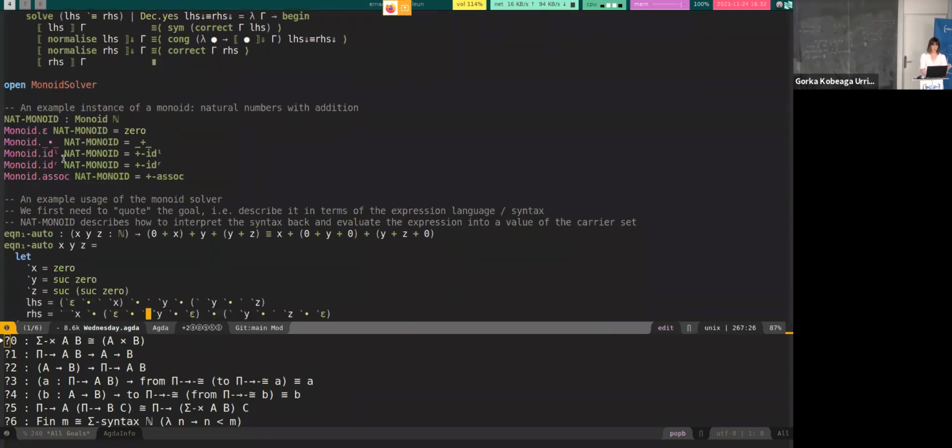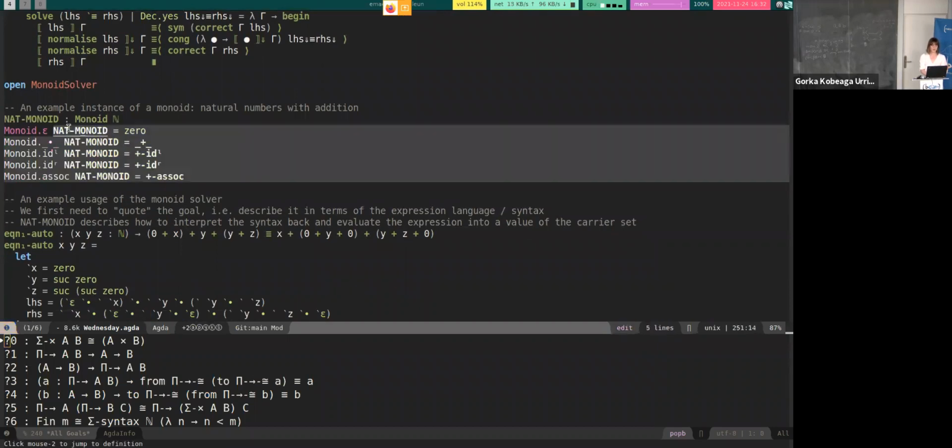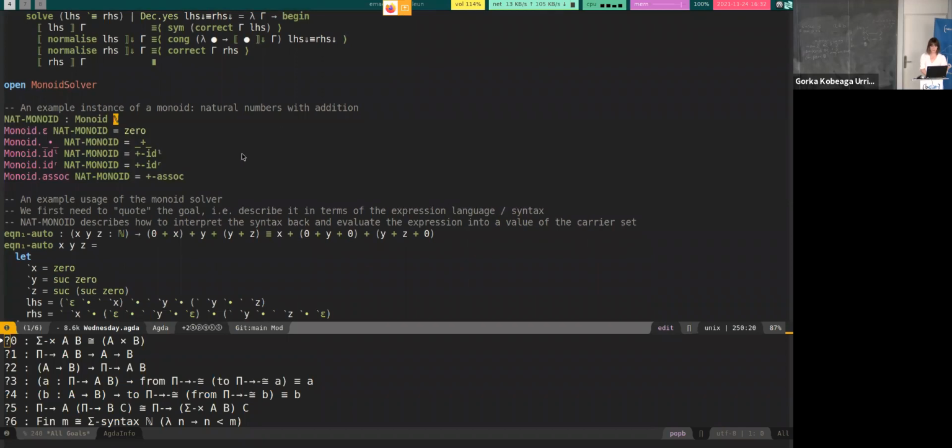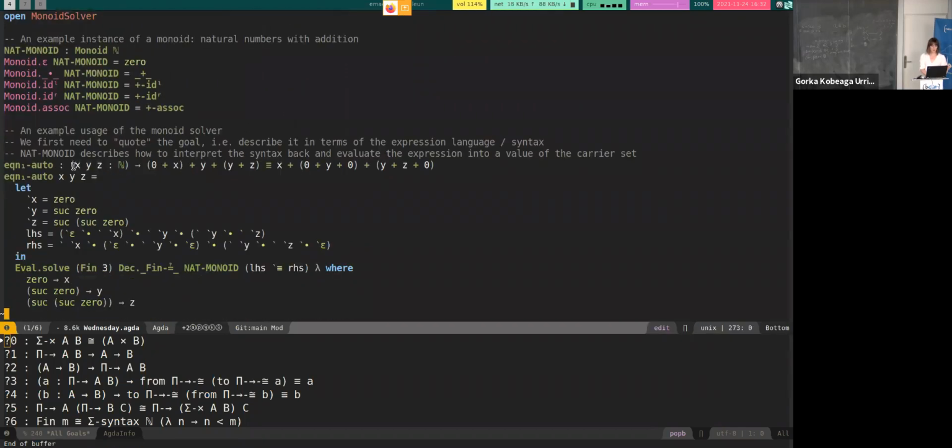As an example, I have defined a monoid on natural numbers using addition, and here I use it to solve this equation. This equation is of this form: it has some zeros here and there and some parentheses here and there as well. I want to get rid of the zeros and the parentheses, basically.